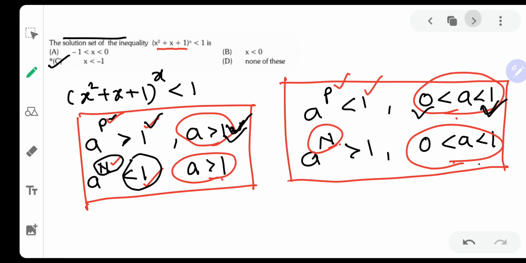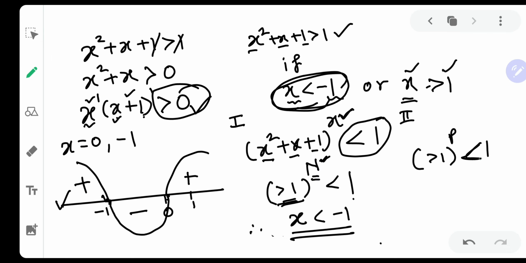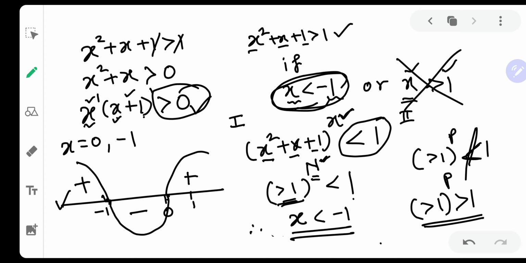So the answer will be greater than 1, and they have given lesser than 1. So it does not tally, right? Because we wanted the answer to be lesser than 1. But a number greater than 1 when provided with a positive power will give an answer greater than 1. Hence this does not tally. Hence x greater than 1 is rejected.